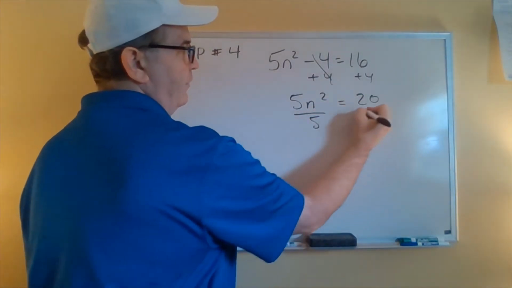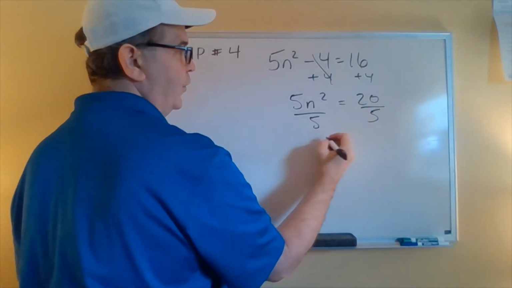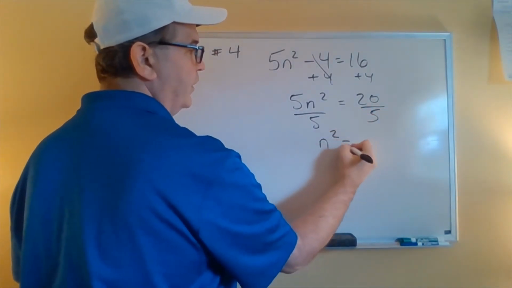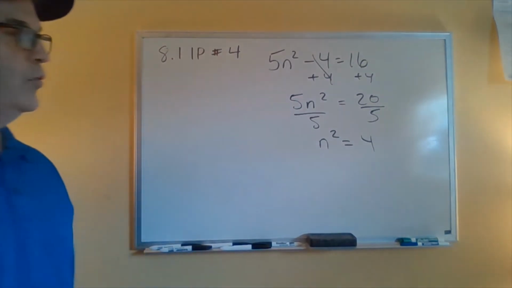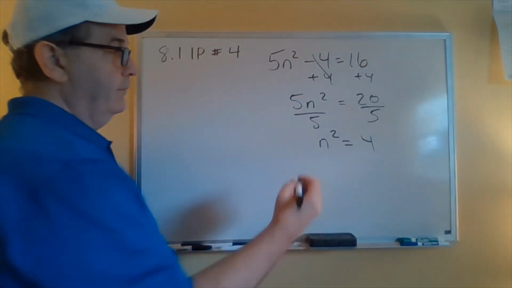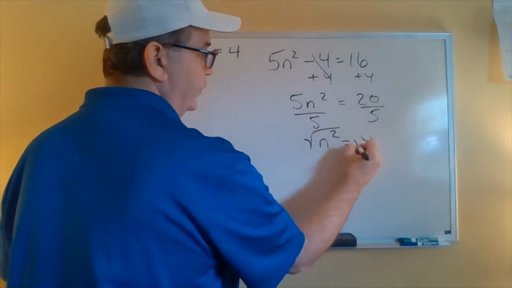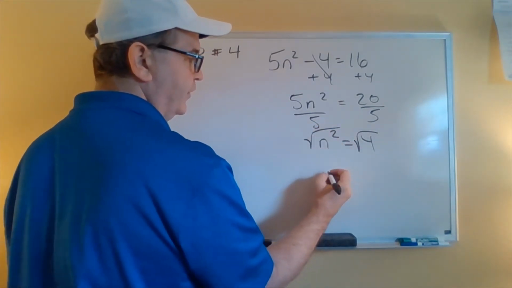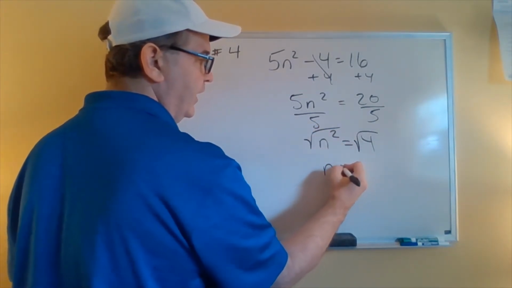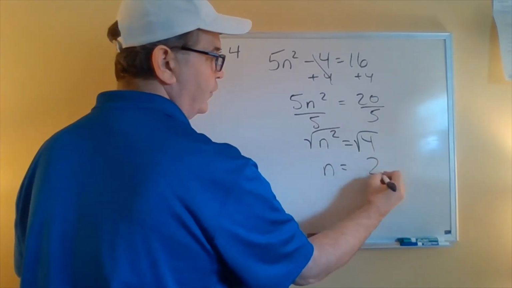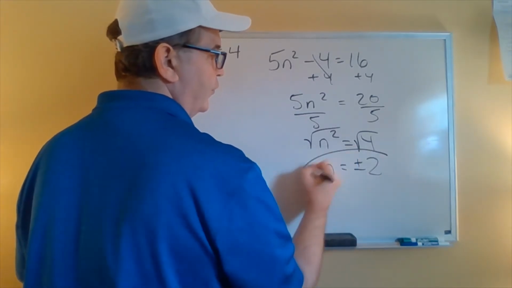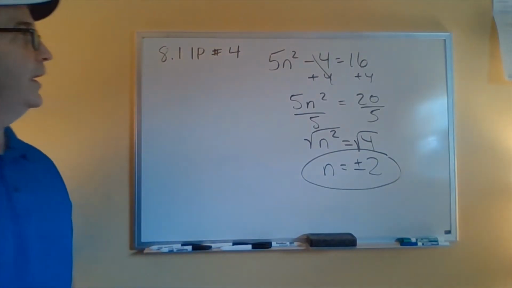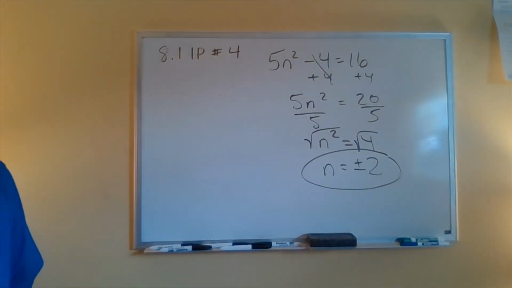I'm going to divide by 5 next, so I can get just the n squared over there. I get n squared equals 4. Now remember, I'm solving for the variable n. I'm going to want to take the square root. So the square root of n squared, the square and the square root cancel each other out. So the square root of n squared is just n, and the square root of 4 is 2, but remember, it's plus or minus 2. So our answer for number 4 is n equals plus or minus 2.